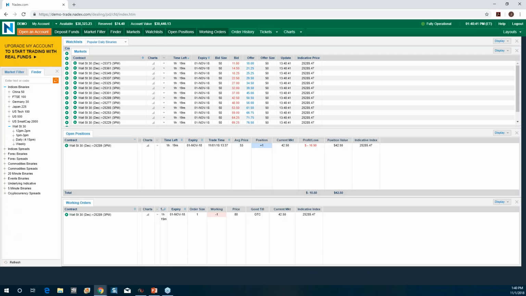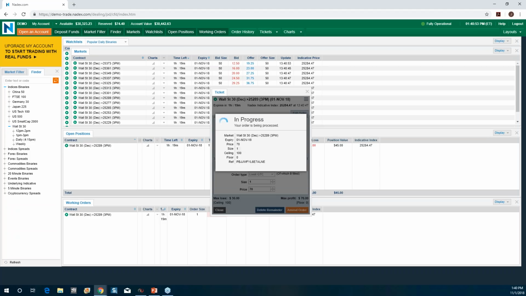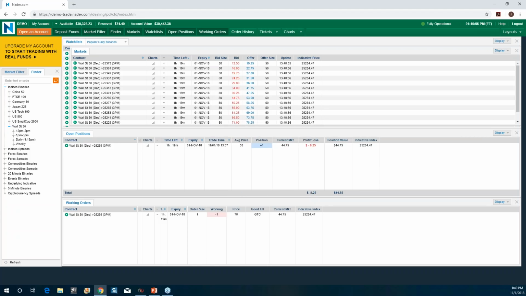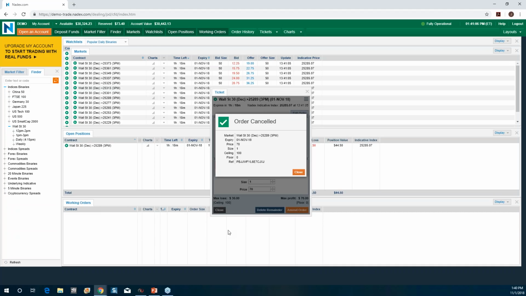Now, let me just delete this. I can go in and amend this order. Let's say I want to get out earlier, at like 70 for a profit. So amend it, and now it's at 70. If I say I don't want to put a take profit, I want to hold it longer or whatever, I just delete it.